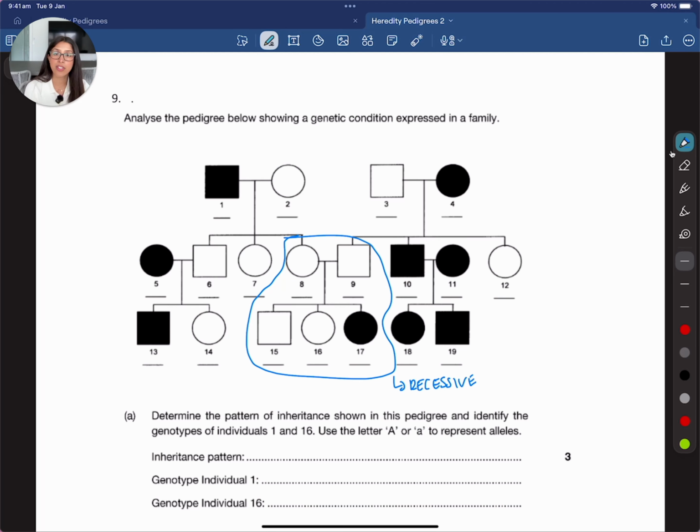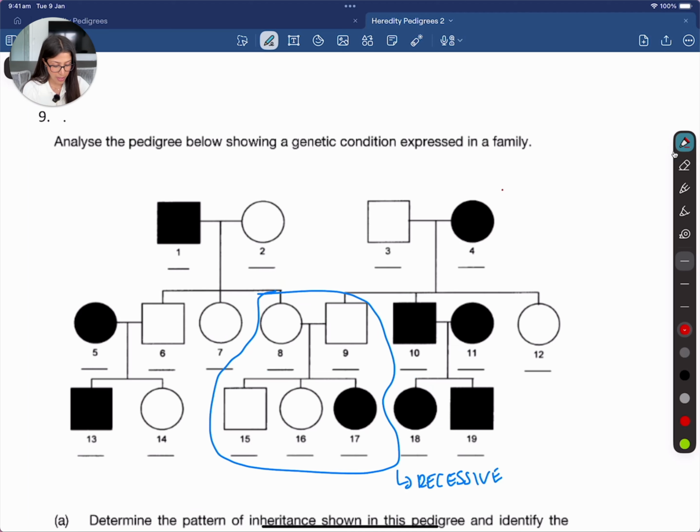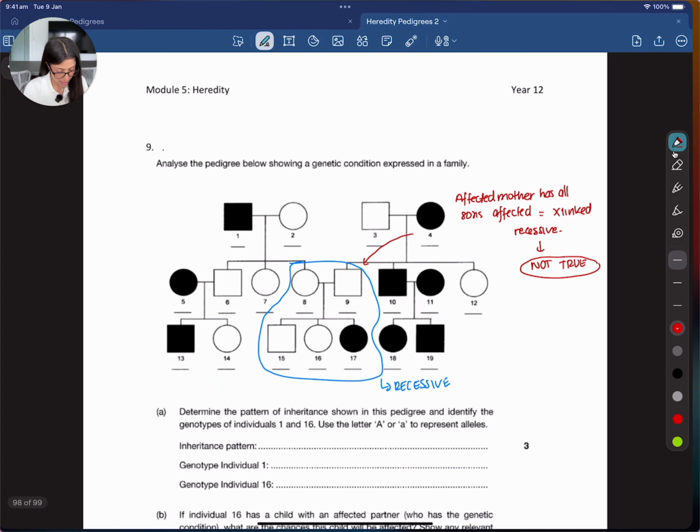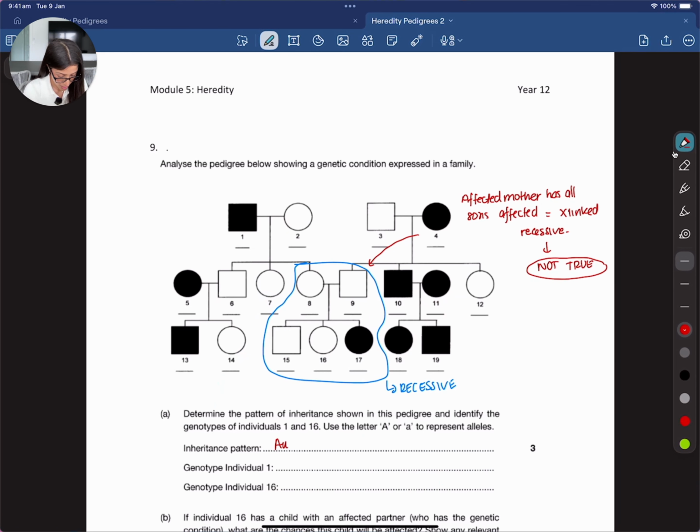Now we have to test if it's sex-linked or not. If it's sex-linked, then an affected mother would have all sons being affected. We can see we have an affected mother here, and she also has sons. Ideally, all of the sons should be affected. This one is affected. However, this one is not showing up as affected. So this is a contradiction, so it cannot be sex-linked. So then I can say that the inheritance pattern for this case will be autosomal recessive.